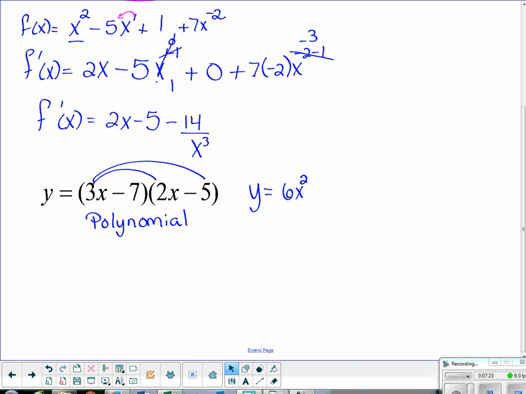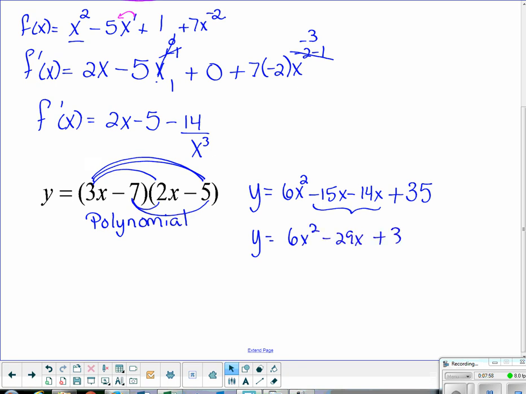6x squared, the first times the first. The first times the last there, which would be the outers, minus 15x. Moving on to the middle term, I'd have negative 7 times 2x will give me negative 14x. And then last times last gives me positive 35. It looks like we can bring our middle terms together. I'm going to get y equals 6x squared minus 29x plus 35.